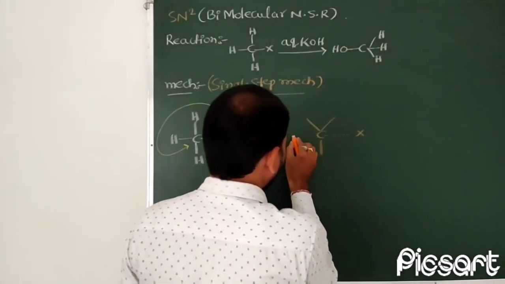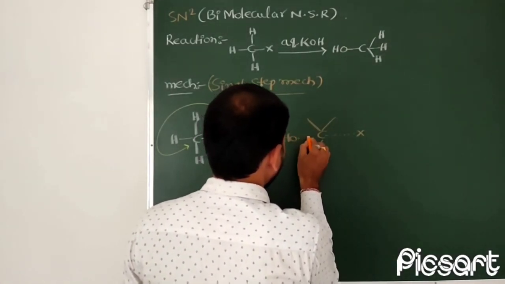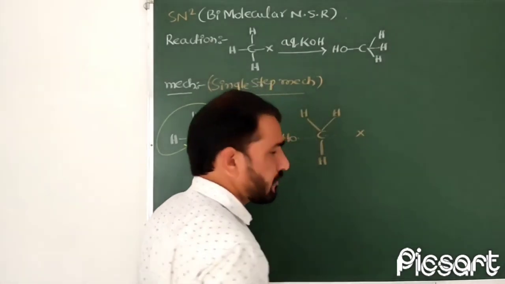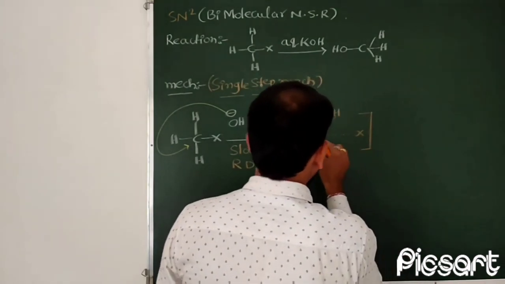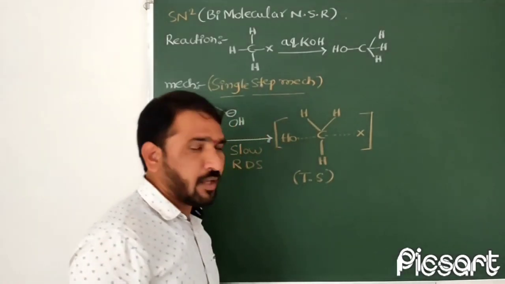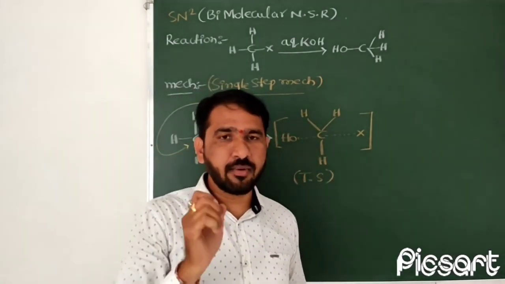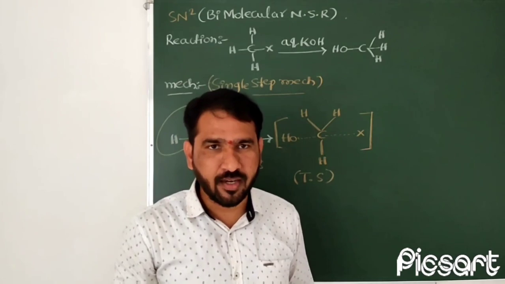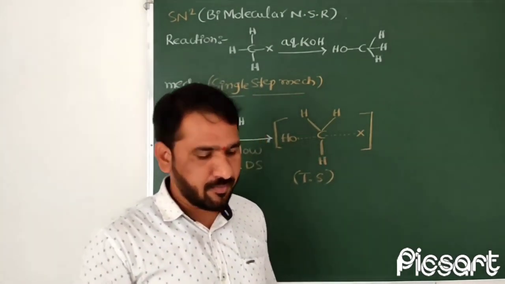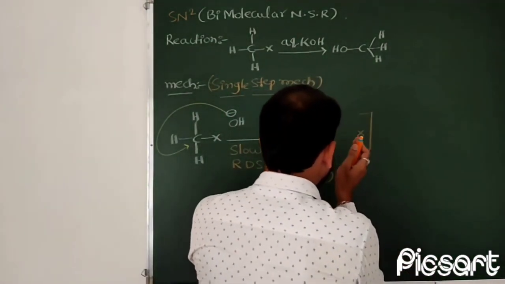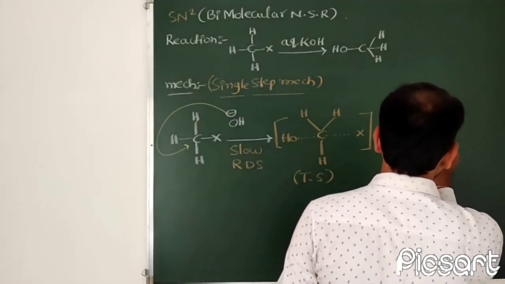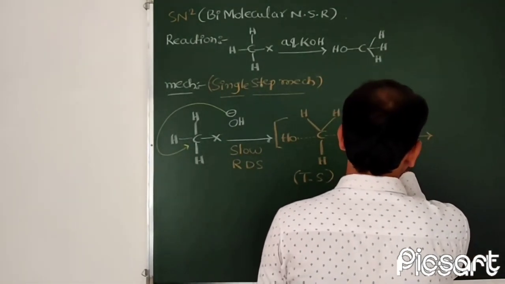Here is the leaving group, here is the attacking group, with the remaining hydrogens over the carbon. This state is called the transition state. It means in the SN1 reaction the intermediate is a stable carbocation, but in the SN2 reaction the intermediate is a transition state. This is a very less stable state that is readily converted to product. This is the faster step.